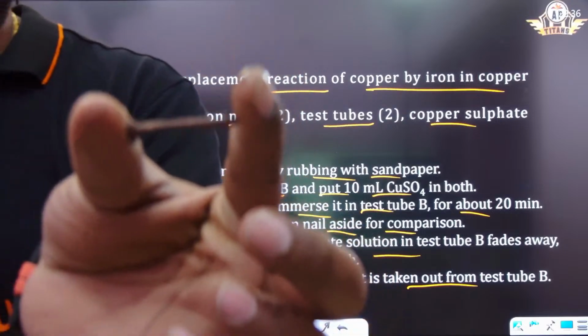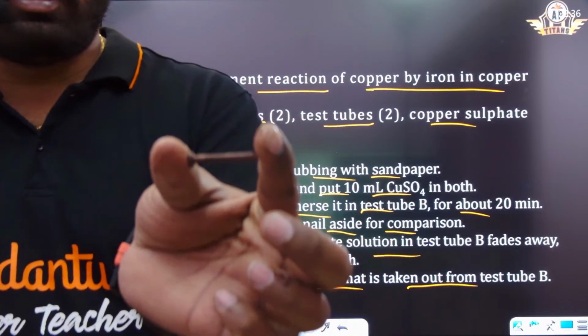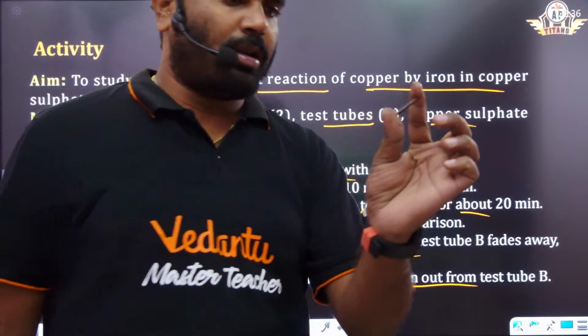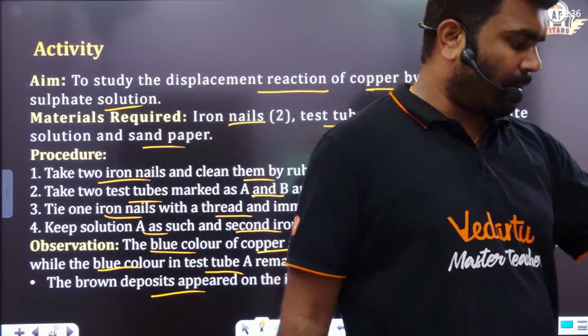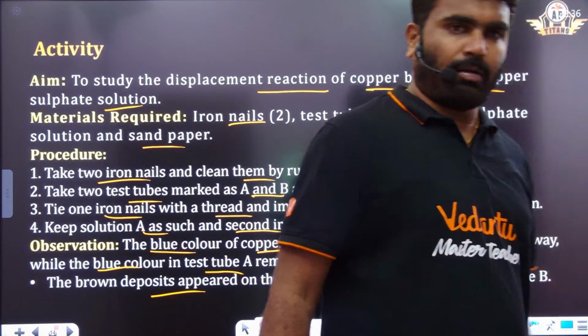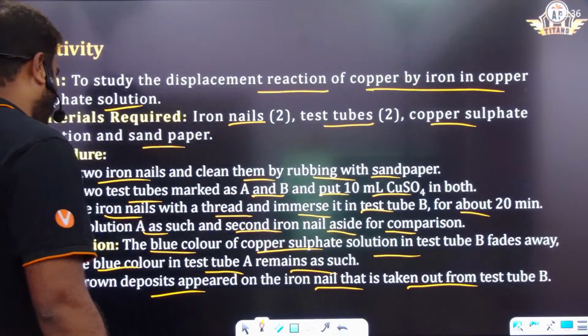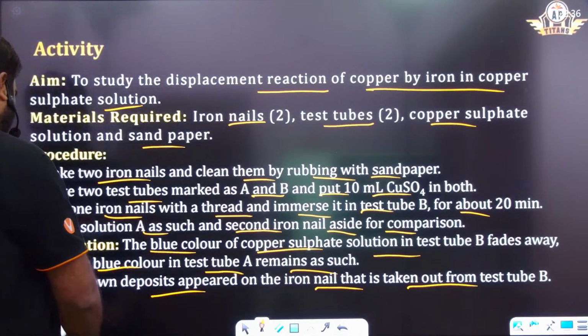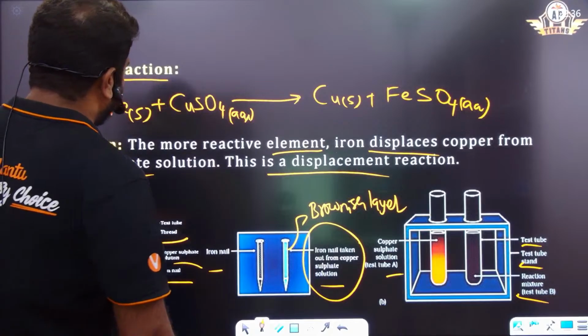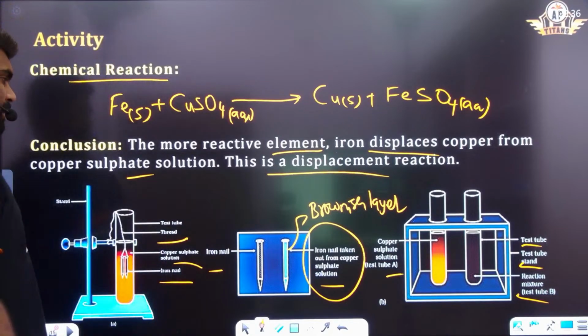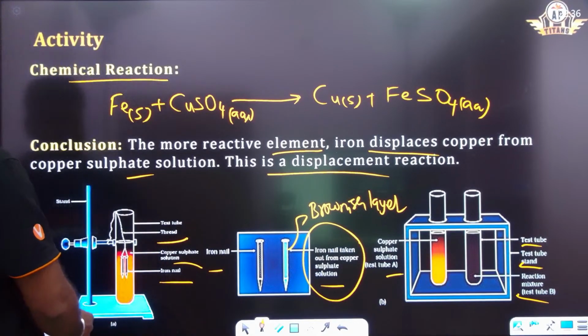You can see the color of the iron nail. Initially it is white in color. Now it has become completely brown in color. That is iron sulfate, and copper will be formed along with iron sulfate. So this is a displacement reaction.